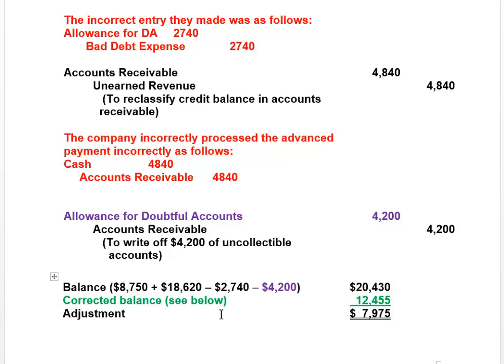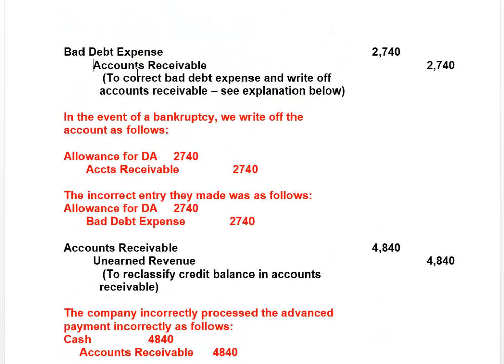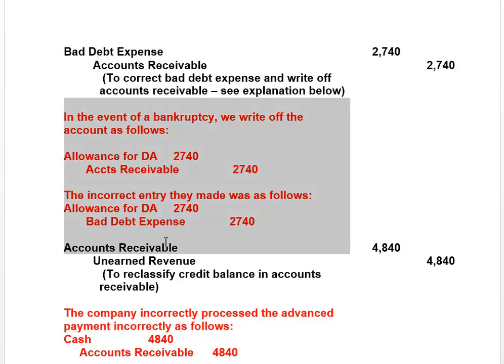You remember from our problem, we have an $8,750 balance to begin with in the allowance for doubtful accounts. And during the year, what did the company do? They increased it by $18,620 and they reduced it by $2,740. Once the write-off entry is posted, assuming we would make that entry, we're going to reduce the allowance by $4,200. So what their allowance would look like, given what they did, is $20,430.